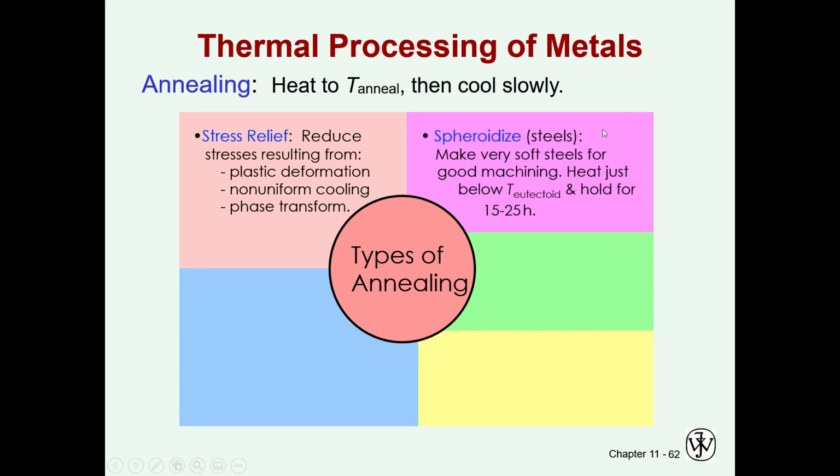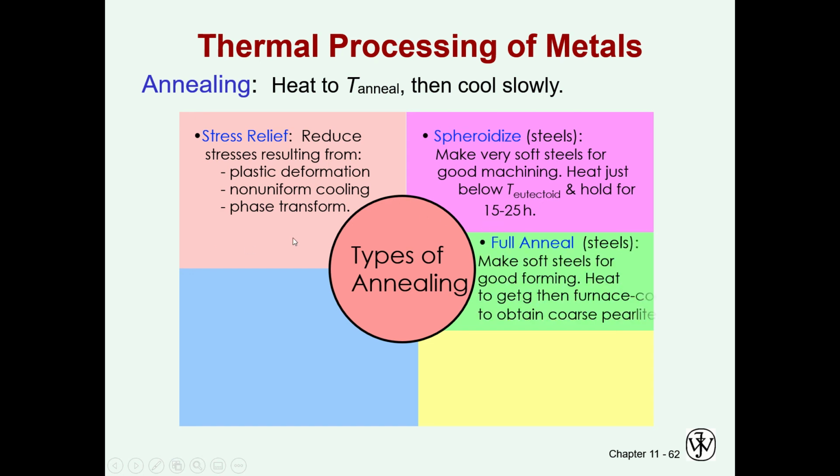So we also have spheroidize. This is for us to have very soft steels for good machining. Heat just below eutectoid temperature, hold for 15 to 25 hours. We also have full anneal. So here we make soft steels for good forming. Heat to austenite, then slowly cool to obtain coarse pearlite.